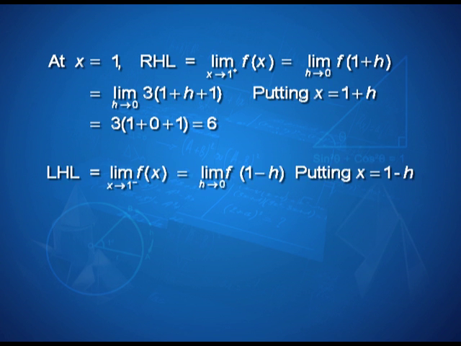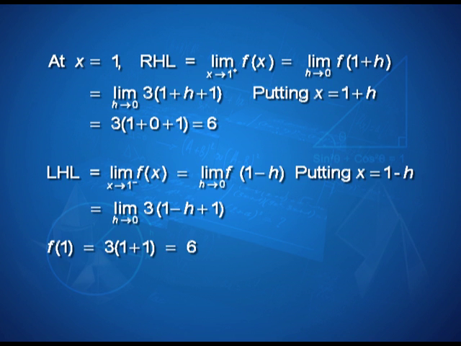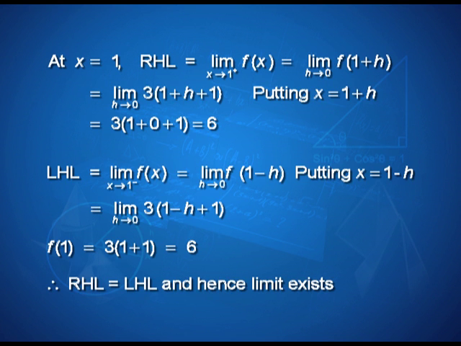Now, check the left hand limit, that is equal to limit x tends to 1 negative f(x) is equal to limit f(1 - h) as h tends to 0. Here we are putting x = 1 - h, that is equal to limit 3(1 - h + 1) as h tends to 0. Therefore, f(1) is equal to 3(1 + 1), that is equal to 6. Therefore, left hand limit is equal to right hand limit, and hence we can see here that the limit exists.